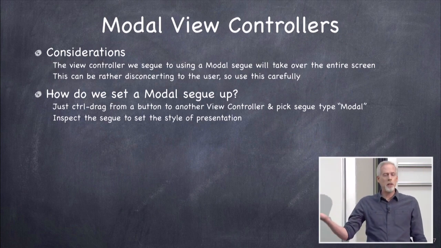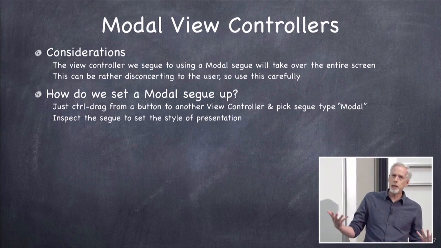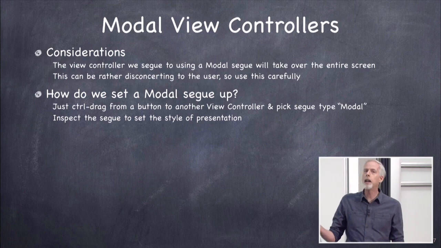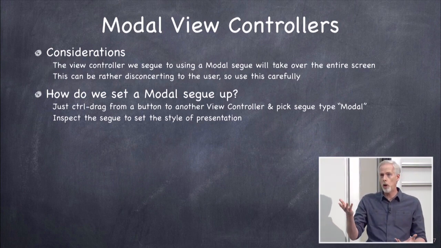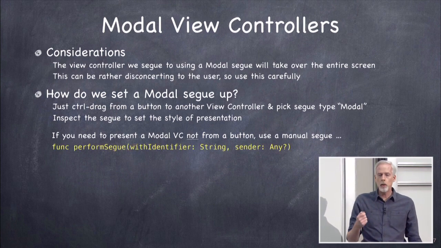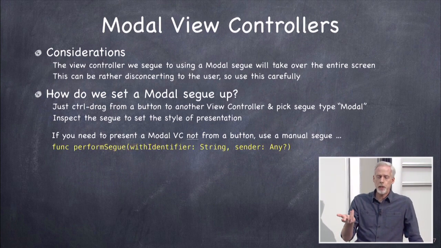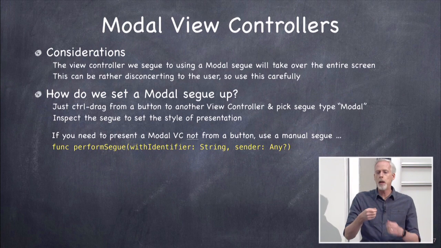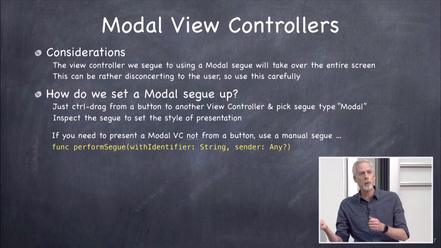So how do you set one of these modal segues up? Super easy. You just control drag. And when you control drag, instead of saying show or detail, you're going to say present modally. Now, normally, as with any segue, you're going to be segueing from like a bar button item or just a regular button or a row in a table view.